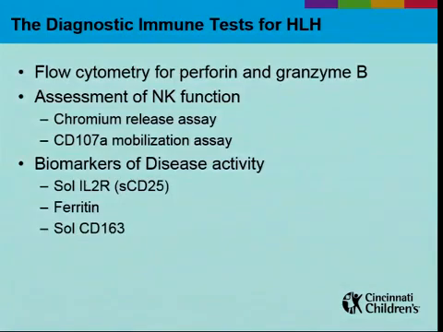So when you're looking to see if a patient has HLH, the screening, you want to look by flow cytometry for the expression of perforin and granzyme B. You want to assess for the efficacy or function of their natural killer cells, and there are 2 ways to do that. Classically, it's been a chromium release assay. Now we're moving on to a CD107a mobilization assay. And you also want to look at the biomarkers of potential disease activity, the soluble IL-2 receptor, also known as soluble CD25, and ferritin. You can look at macrophage activation with the soluble CD163 expression.